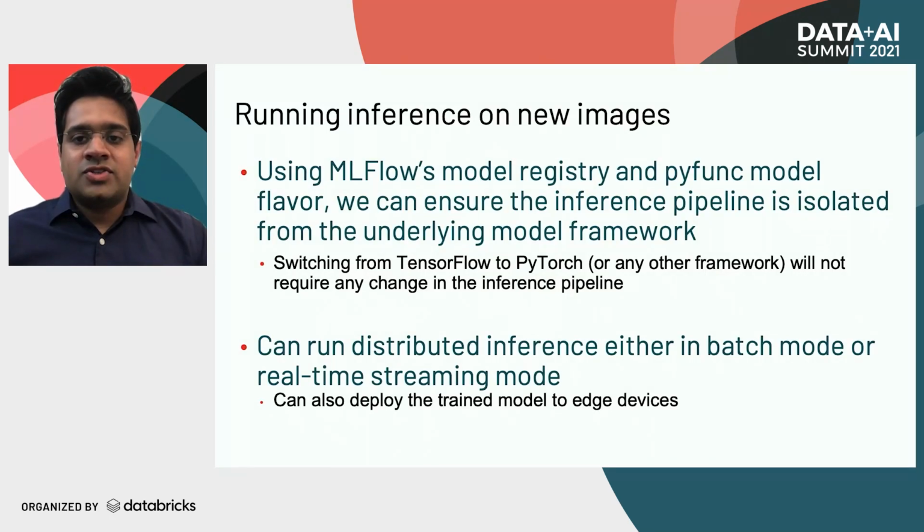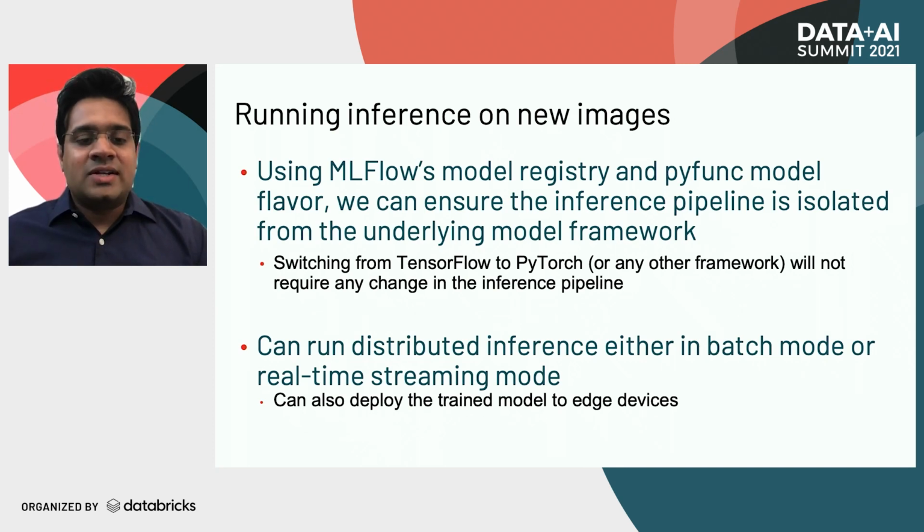So MLflow's model registry, and specifically when we track a particular model, be it TensorFlow, PyTorch, or many of the other open source ones that are out there, apart from registering them in the original format and flavor, we also support what is called a PyFunc model flavor. It's a generic Python function-based flavor, which allows the inference pipeline to be completely isolated from the training pipeline and whatever model is used. So as a data scientist, I could switch from TensorFlow to PyTorch and nothing would change in the inference pipeline. And I'll show you that in just a second.